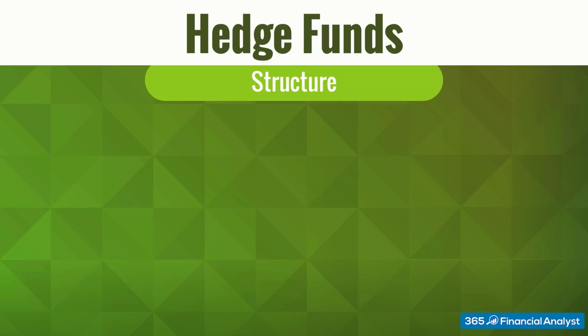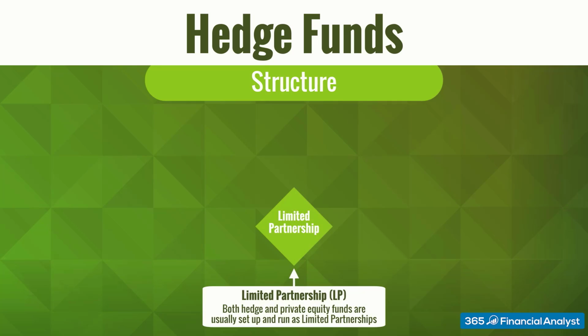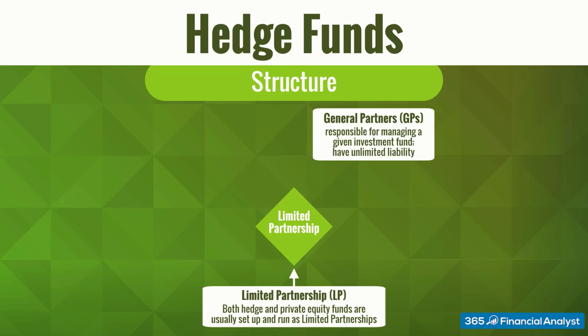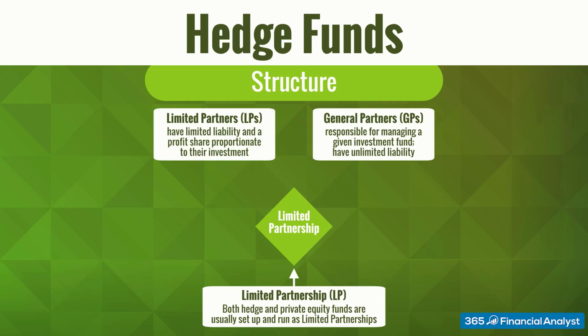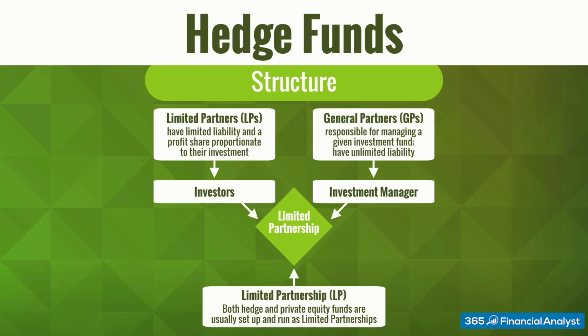Hedge funds are usually set up and run as limited partnerships, or LP. This type of legal structure includes general partners, or GPs, and limited partners, LPs. GPs are responsible for managing a given investment fund. They have unlimited liability. LPs, on the other hand, are the investors in the fund. They have limited liability and a profit share that's proportionate to their investment.